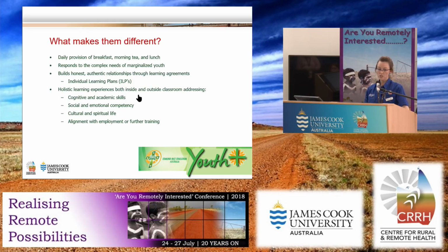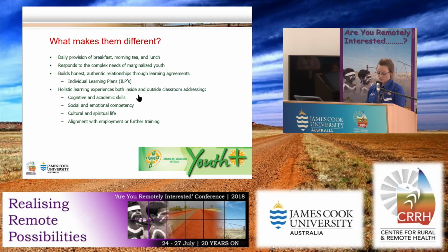So the Flexi School is quite different in how they go about things, and what makes them different besides the provision of breakfast, morning tea and lunch every day is the daily structure. So the first class starts at 10 a.m. They have a bus run to go and collect the kids. Starts at 10 a.m., finishes at 2 p.m. And it's also the attitudes of the teachers to accommodate the ever-changing needs of that young person.